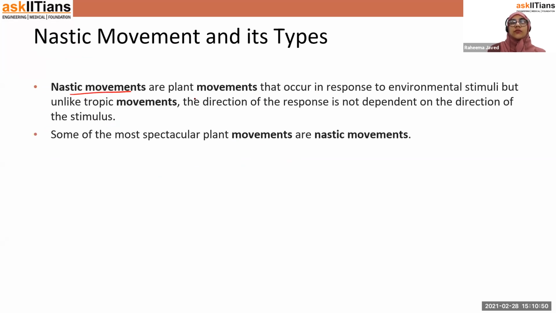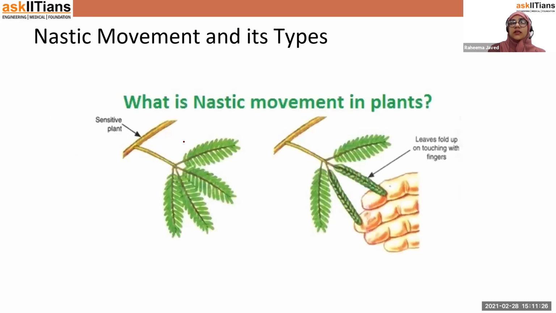Nastic movements are the plant movements that occur in response to environmental stimuli, but unlike the tropic movements, the direction of the response is not dependent on the direction of the stimulus. In tropic movements, we saw that the growth movement takes place in the direction of the stimulus. Here, there is no such limitation, and the movement doesn't have to be in the direction of the stimulus. These are some of the most spectacular plant movements. So how does the nastic movement occur in plants?